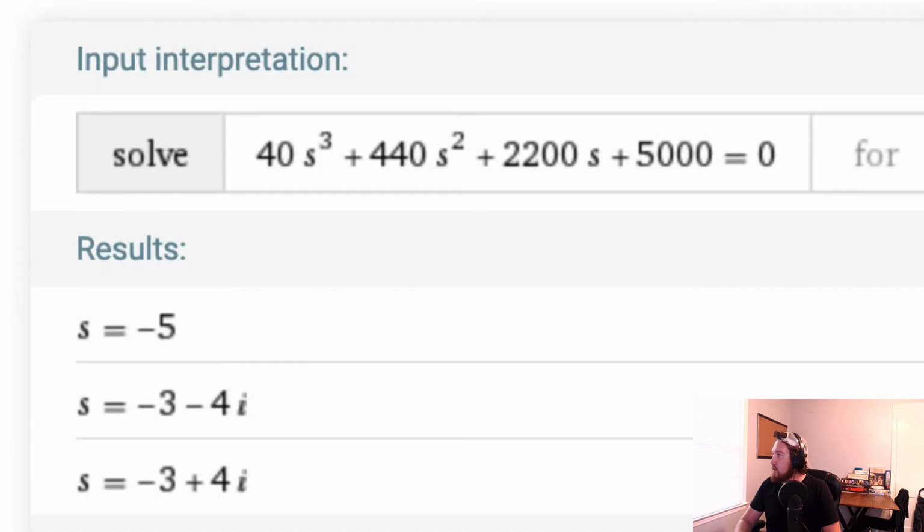And there we have it. We get that. We have an s at minus 5, an s at minus 3, minus 4i. Remember, Wolfram Alpha is going to use i's for the complex number. And s is equal to minus 3 plus 4i. Anytime you have complex zeros or poles, you're often, in fact, almost always going to get the complex conjugates are both going to be poles or zeros.